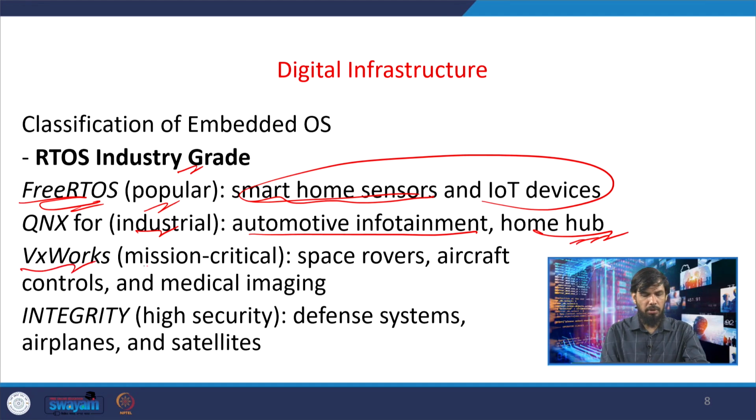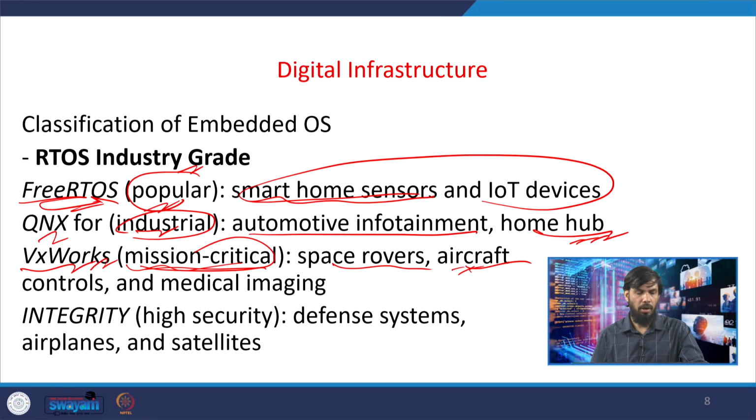Then VxWorks, this is mission critical. Now you are sending robots to space, or aircraft, generic aircraft that we are talking about, right? There might be mission critical scenarios. These might be fighter aircraft, or rescue or emergency aircraft. VxWorks is a popular operating system in that category. So you can see we are mentioning popular FreeRTOS, industrial QNX, mission critical VxWorks. These different kinds of RTOS are catering to these different segments.